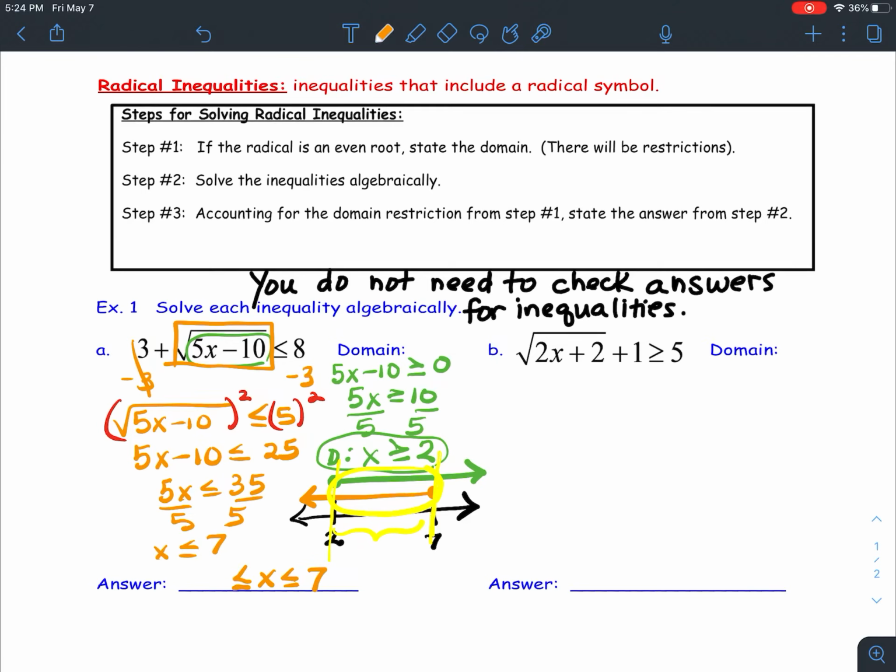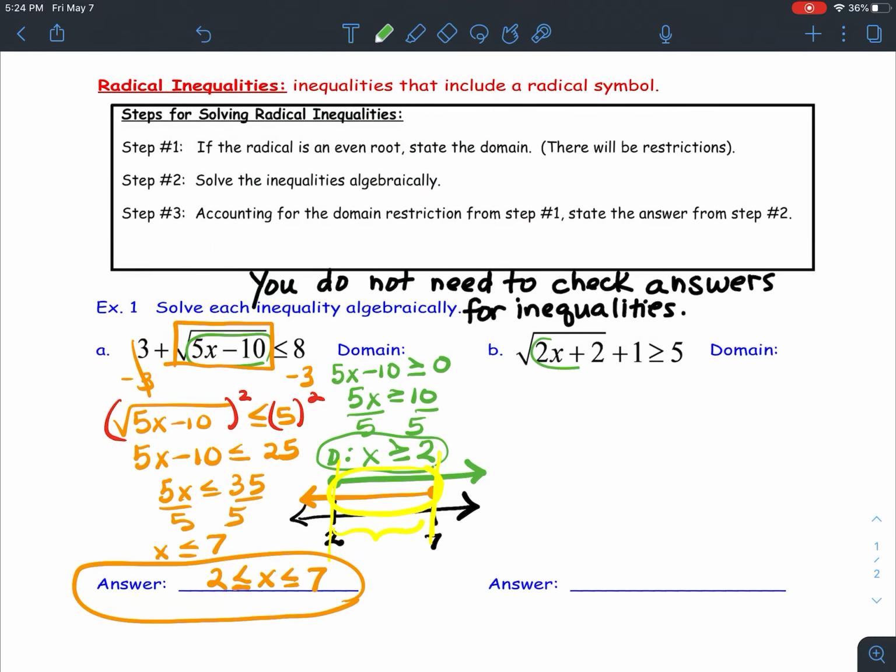So you're going to swing around here and you're going to put this symbol, which is actually acting as a greater than or equal to symbol, with a 2 here. The official answer is that x has to be greater than or equal to 2 and it can be less than or equal to 7. Okay, so let's go ahead and try this next one here.